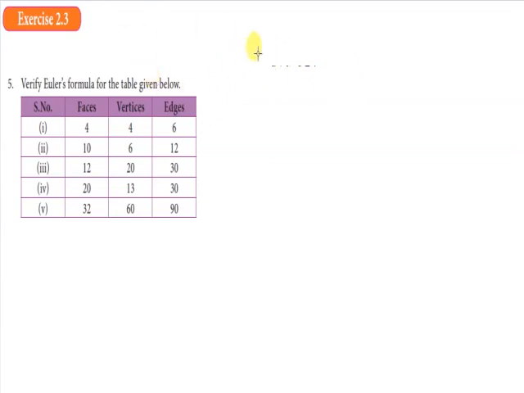So what is the formula I told already? F plus V minus E should be equal to 2. That is how we satisfy Euler's formula. So we can even write the formula here again.